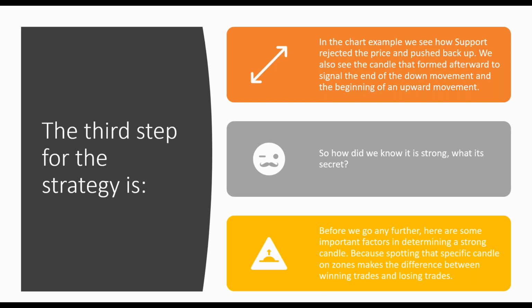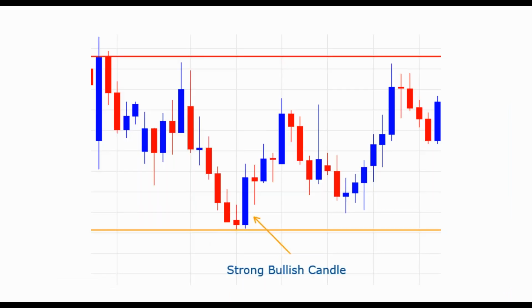So how do we know if it's strong? What's the secret? Before we go any farther, here are some important factors in determining a strong candle. Spotting that specific candle on zones makes the difference between a winning trade and a losing trade. What is a strong bullish candle? It's got a long body. The body should engulf the 2 previous candles, and it's got a relatively balanced wick.